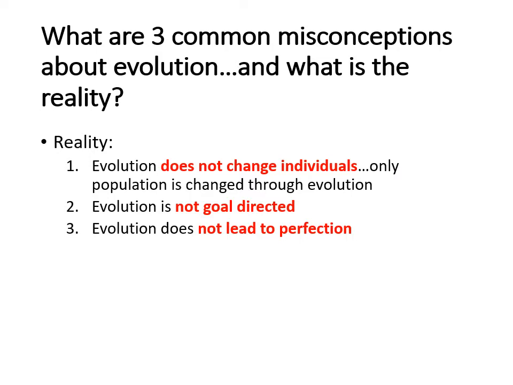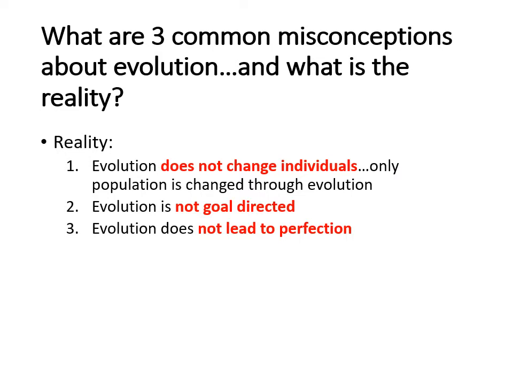You don't see the changes in your own lifetime. Only the population is changed through evolution. The second misconception is a lot of people think, well, I'll actually put it as second and third. So the second and third common misconceptions is that a lot of people think that evolutionary changes happen in a goal-directed manner and lead to perfection.